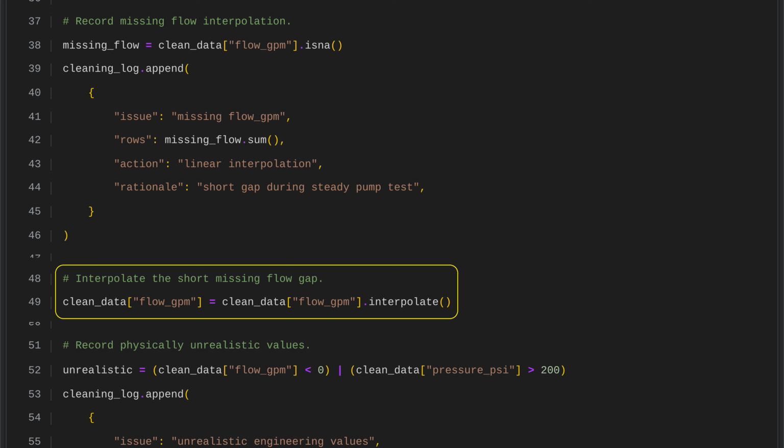Missing flow rate values are filled using the Pandas interpolation method, which estimates gaps from the linear trend between nearby known points. This is appropriate for a short gap during a steady pump test, where flow is expected to change smoothly. The result is a complete dataset ready for further analysis with minimal added bias.